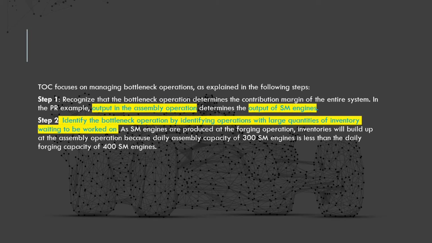As SM engines are produced at the forging operation, inventory will build up at the assembly operation because the daily assembly capacity of 300 SM engines is less than the daily forging capacity of 400 SM engines. So that's one way. That's a flag if you see that in inventory.